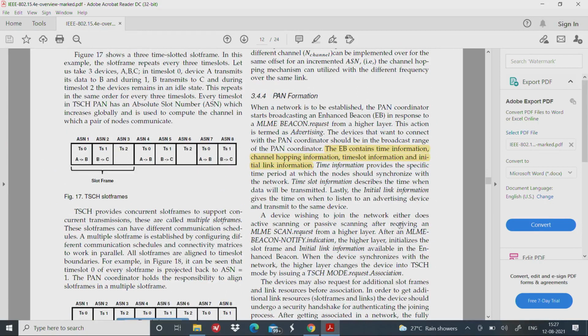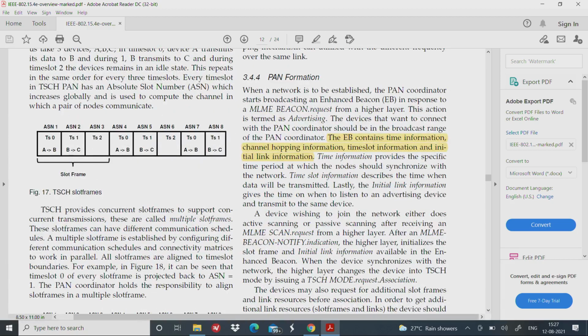I just wanted to tell you that PAN, the personal area network formation, begins with what is known as an enhanced beacon which is sent out by the PAN coordinator. The PAN coordinator is the one who actually switches on the time when the first slot frame started, and the enhanced beacon contains very useful information: channel hopping information, time slot information and initial link information, all of that is held there.